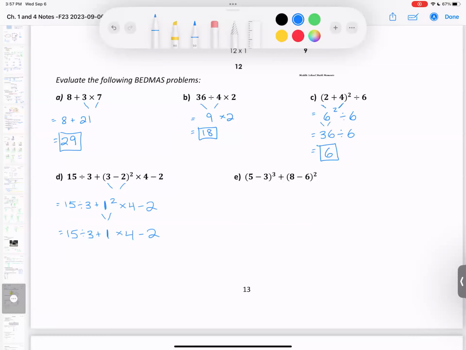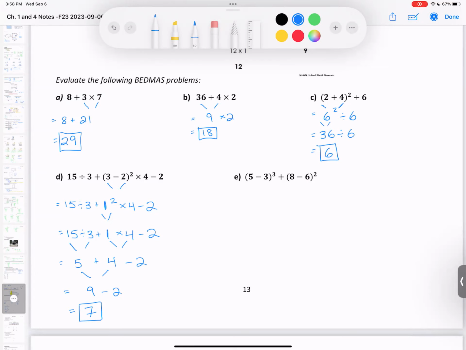Okay, next step. We've got a lot going on here. We want to do division and multiplication left to right. So we're going to want to deal with this division. And then we're going to want to deal with this multiplication. We can actually do them at the same time if we want, or you could take 2 steps. So we'll have 5 plus 4 minus 2 here. Now we're going to do addition and subtraction left to right. So we'll have 9 minus 2, which gives us 7. Go ahead and pause the video and see if you can do the next one on your own.